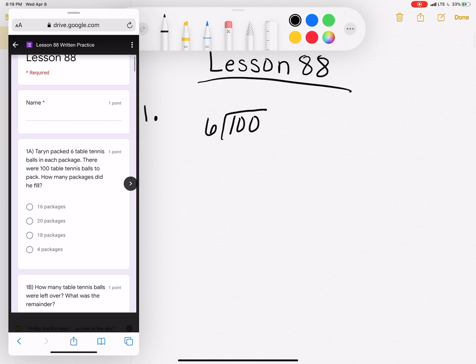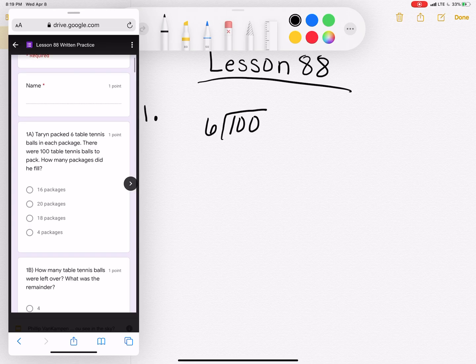Let's get into it. Tyron packed 6 table tennis balls in each package. There were 100 table tennis balls to pack. How many packages did he fill? So I divide the number of tennis balls by the number of balls per package.